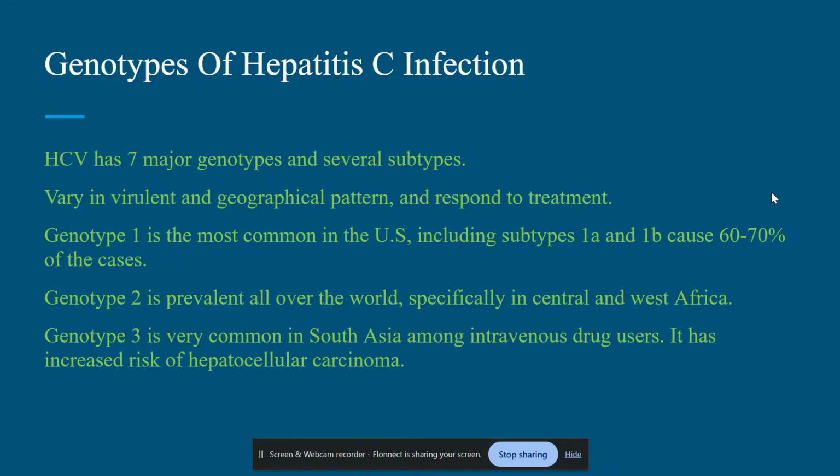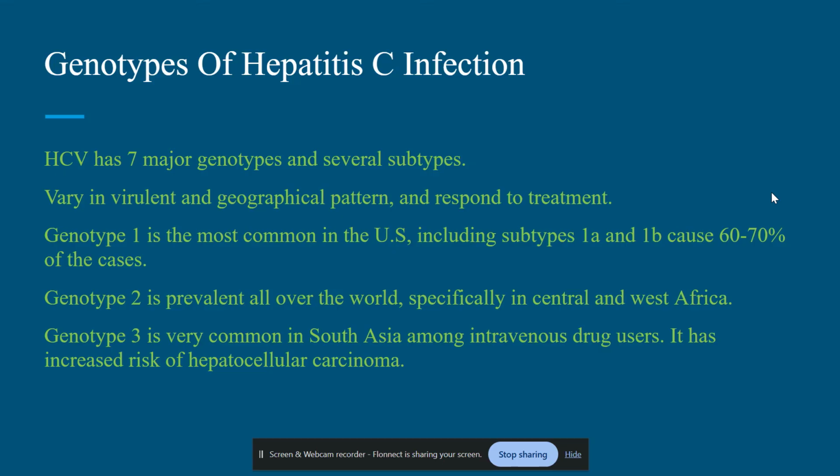Now we will move on to the genotypes of the hepatitis C infection. It has seven major genotypes and several subtypes. They vary in virulence, geographical pattern, and response to treatment. We'll discuss only the major genotypes here. Genotype 1 is the most common in the United States, and it includes subtypes 1A and 1B, which cause 60 to 70% of the cases.